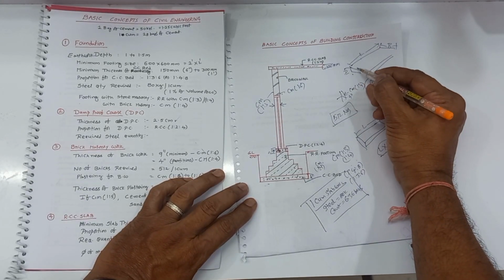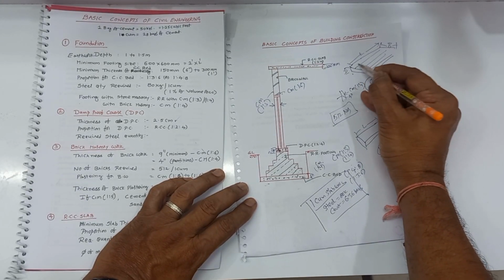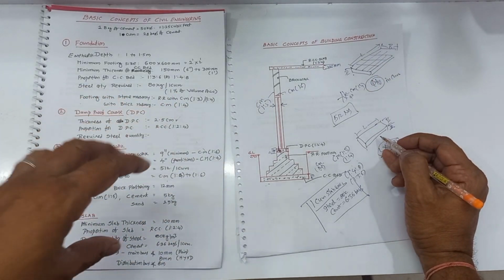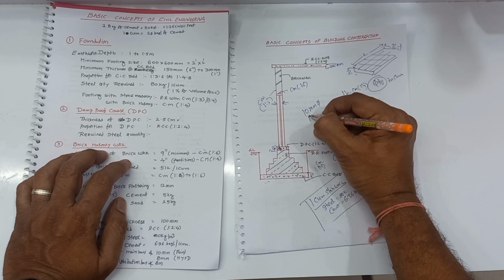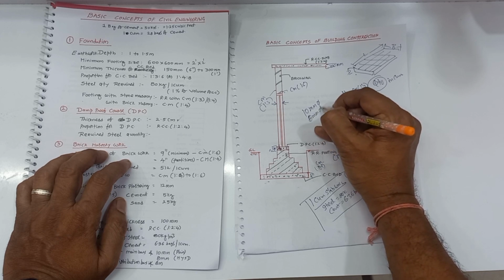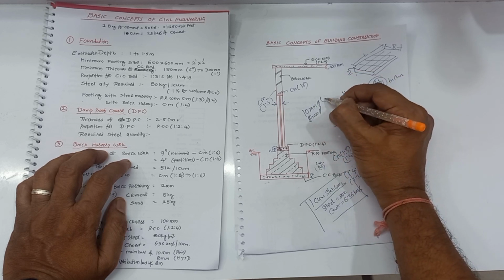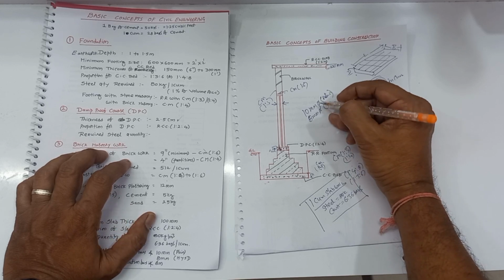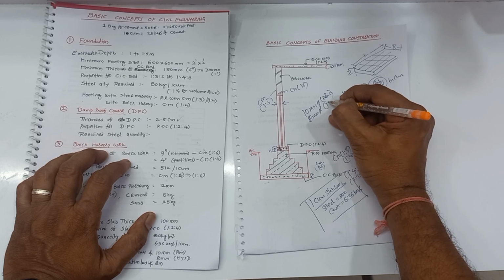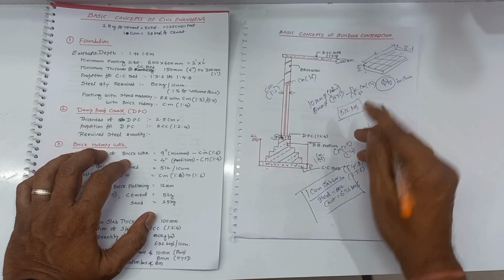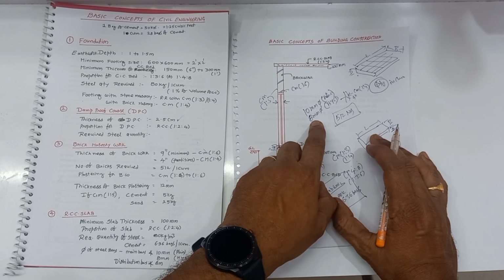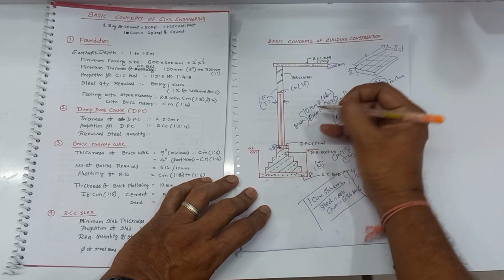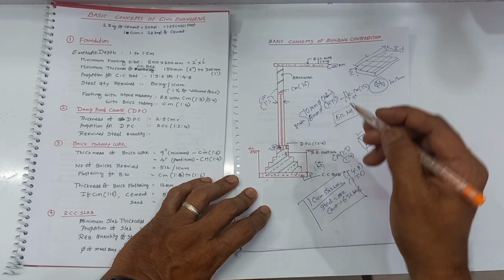What about the reinforcement? For slab, there are main bars and distribution bars. Generally, the main bars are 10 mm dia or 8 mm dia. If it is plain bars, 10 mm dia is used. If it is high yield strength bars, HYSD bars, then 8 mm is sufficient. The main bars are 10 mm and 8 mm.